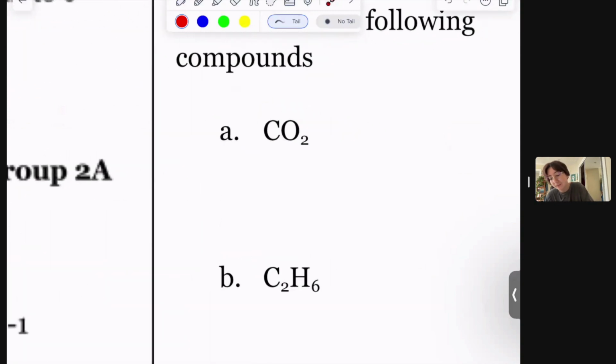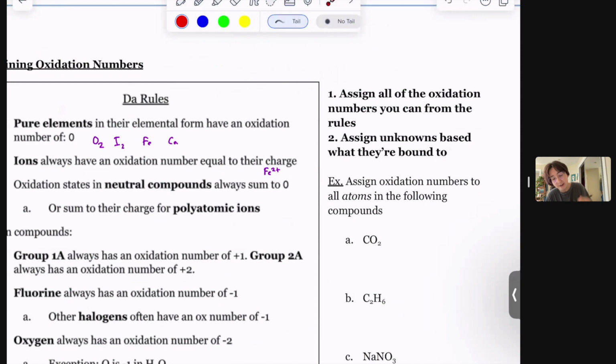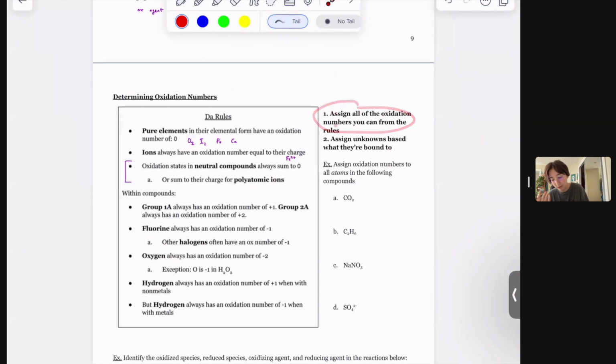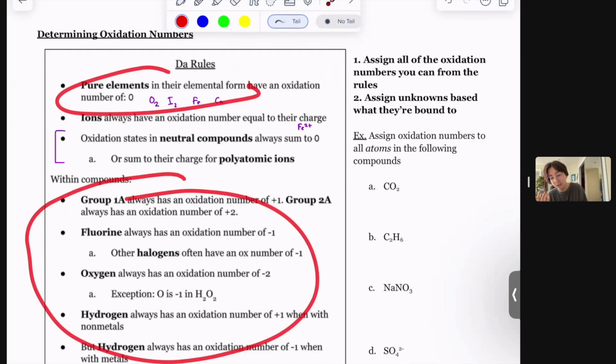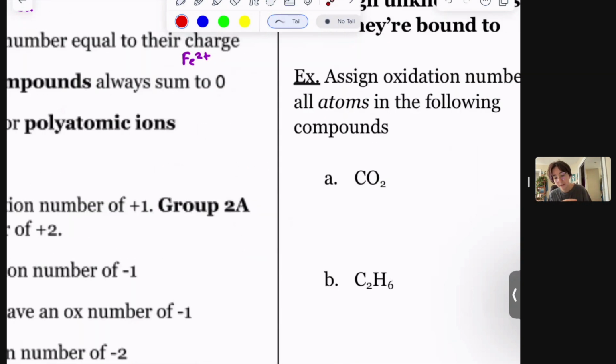Sorry. Okay, let's try this. So the way I do this is if you have a compound, or I guess if you have a reaction, assign any of the oxidation numbers you can. So any of these, just assign them all. And then any blanks, those are probably going to be in a compound. So you're going to figure those ones out based on these rules. Based on what they're bound to, you'll figure out their oxidation number.